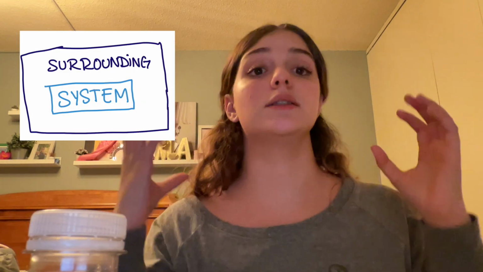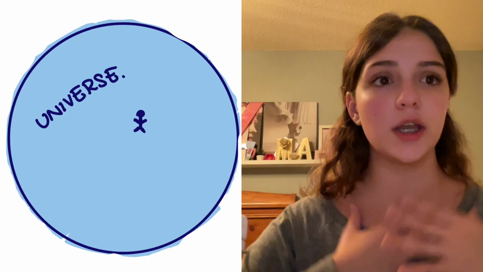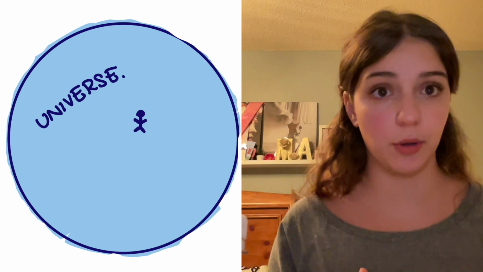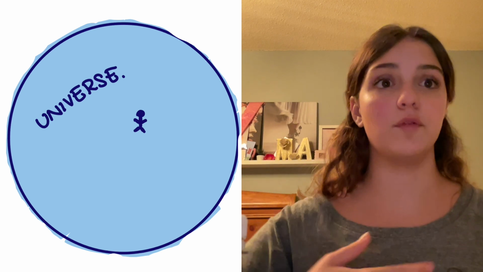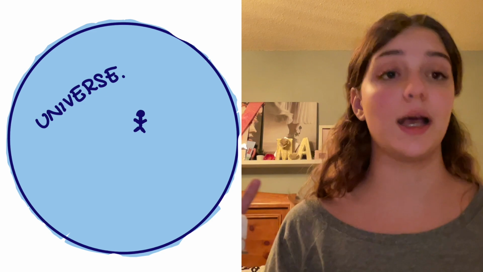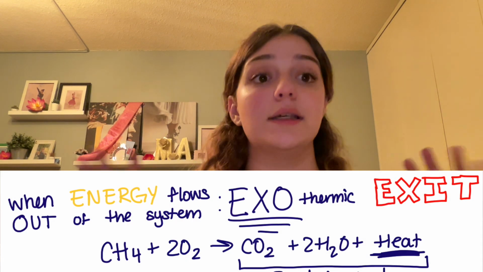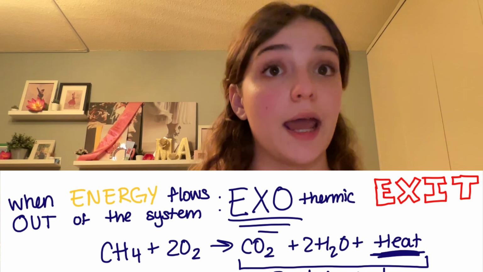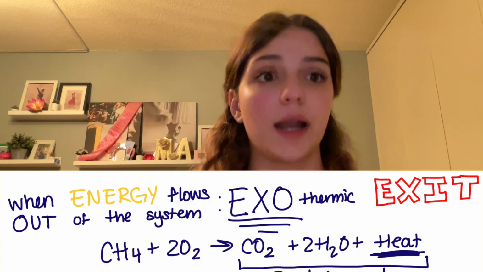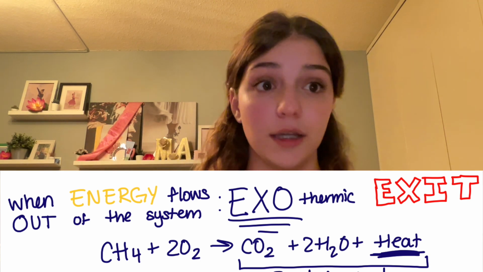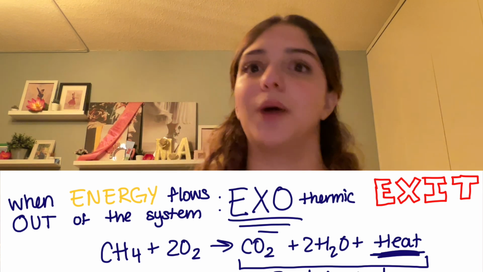Now, let's get to the nitty-gritty of thermo. Basically, thermo discusses the existence of a system and a surrounding. If you think of yourself as a system, your entire body as a system, you can think of the universe, or everything around you, as the surrounding. The whole concept behind thermo is the flow of energy. So when energy flows out of the system, when heat is escaping the system, it's called an exothermic reaction. And the way that I remember exo, exiting, is like an exit sign: exo, exit.